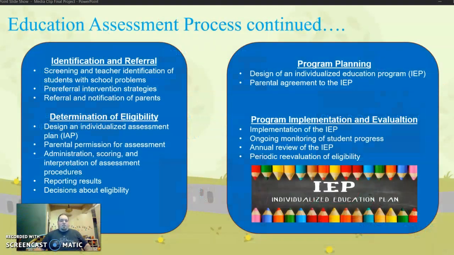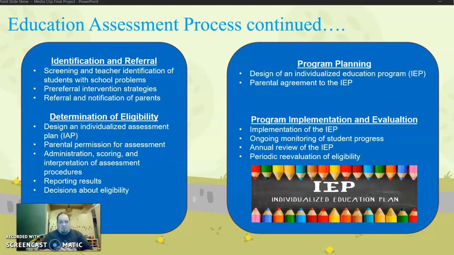So the first phase is identification and referral. This is where the teacher screens their students with problems. They may examine prior year reports and school records and complete checklists on their students' current classroom work to see if there's any problems. Then they move on to a pre-referral step that can help determine if the student is having a minor problem that can be addressed in the classroom through special adaptation, like we talked about in the last section, using modifications or assistive technology and stuff like that.